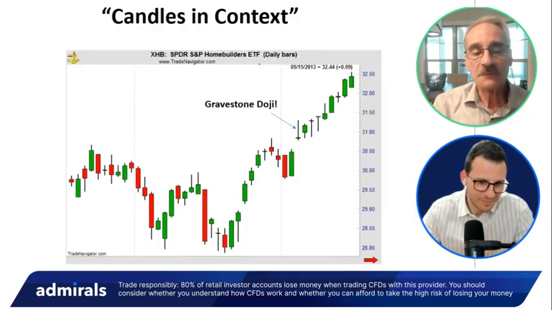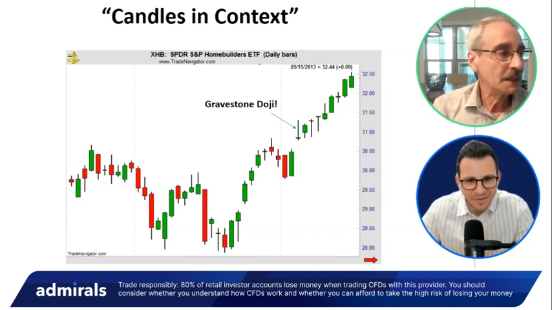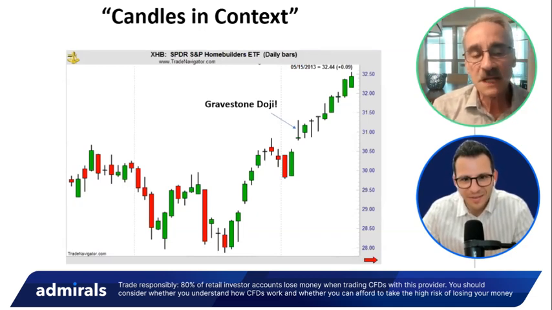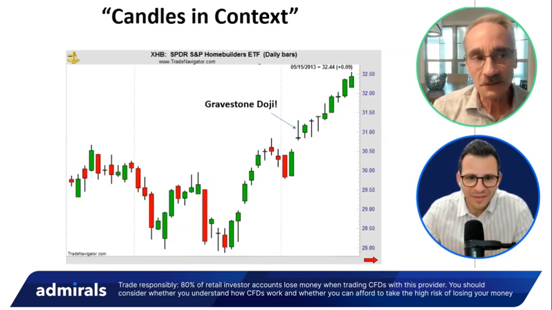So here we have, this is called a gravestone doji. It's actually like a shooting star, but it's a doji. The Japanese call it a gravestone doji. Again, just great ways of phrasing things. They say it represents a tombstone of the bulls who died defending their territory.